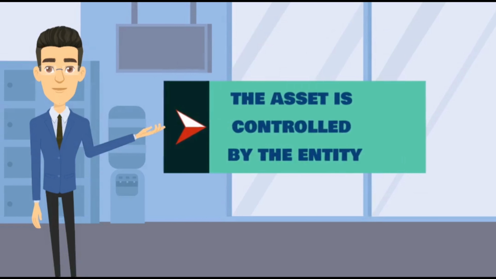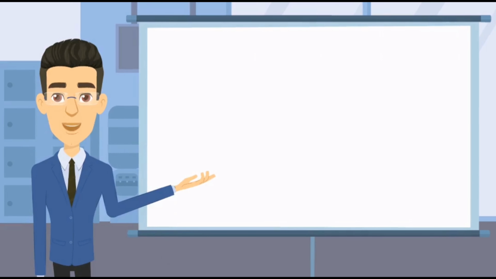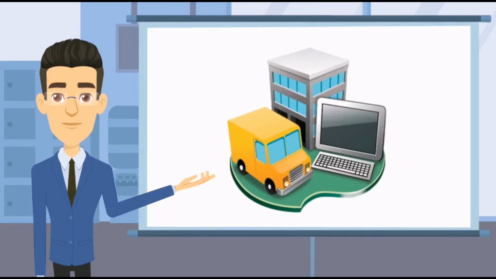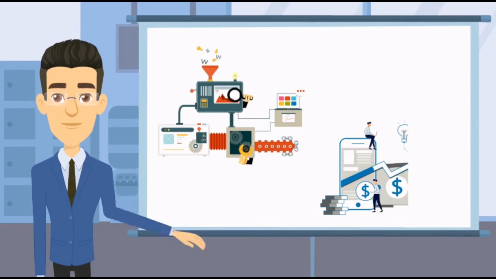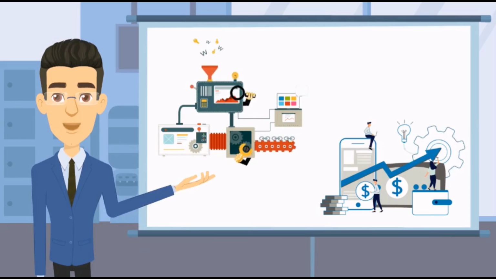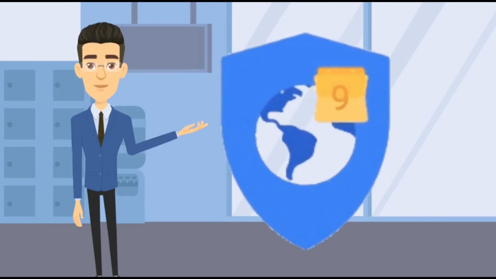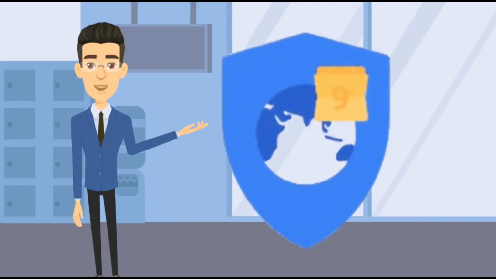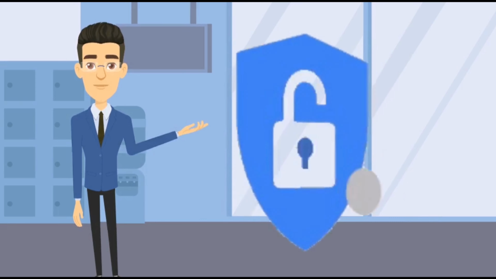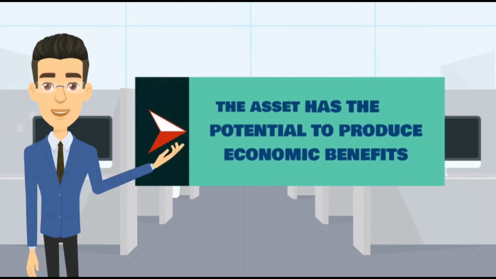Second, the asset is controlled by the entity. An entity controls an asset if it has the present ability to direct the use of the asset and obtain the economic benefits that flow from it. It also includes the ability to prevent others from using such asset and therefore preventing others from obtaining the economic benefits from the asset. And lastly, the asset has the potential to produce economic benefits.